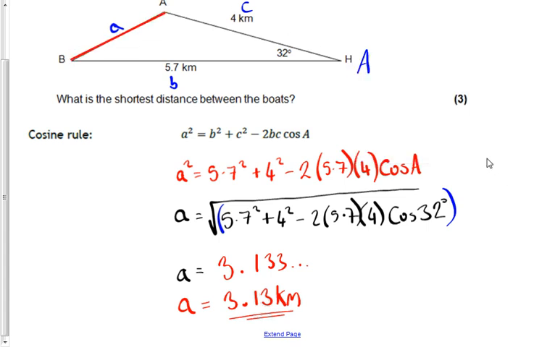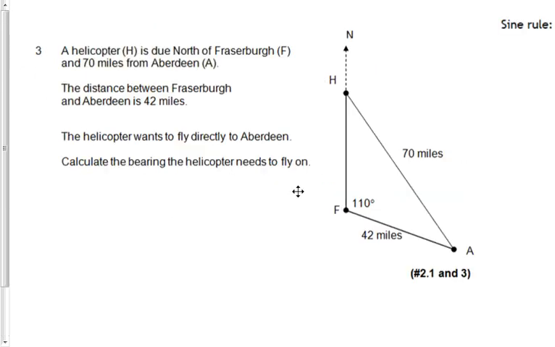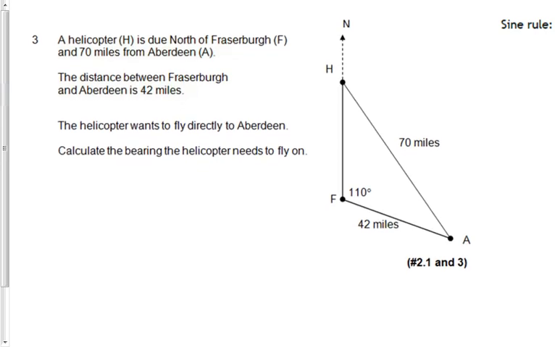Carrying on to question 3 and the final question for this. A helicopter, H, is due north of Fraserburgh and 70 miles from Aberdeen. So here's my helicopter, and it's due north of Fraserburgh. So if we go south from the helicopter, we get to Fraserburgh here. And it is 70 miles from Aberdeen, which is over here. The distance between Fraserburgh and Aberdeen is 42 miles, this size here. The helicopter wants to fly directly to Aberdeen. Calculate the bearing the helicopter needs to fly on.